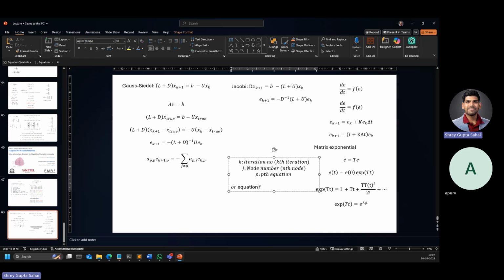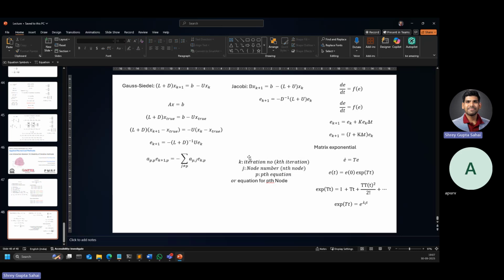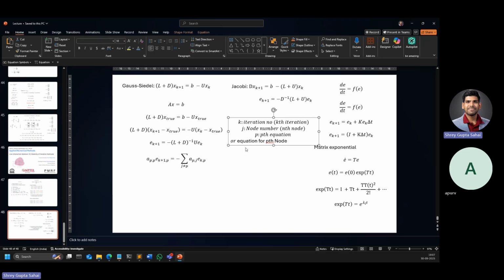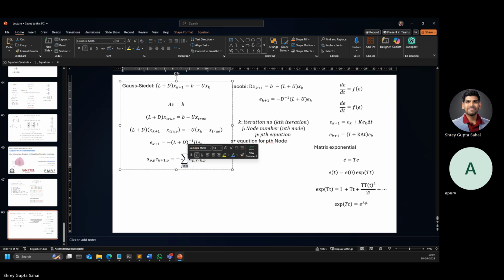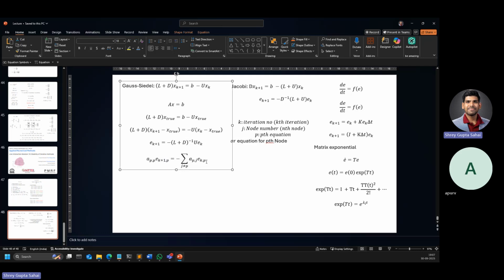Equation for the Pth node. Because we have a matrix at hand, we need two iterators to traverse the entirety of the matrix. P is the first iterator, J is the second iterator. This is the column, this is the row kind of thing. But is this equation okay with you? That's the important part.